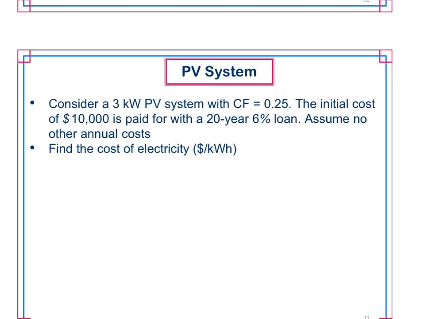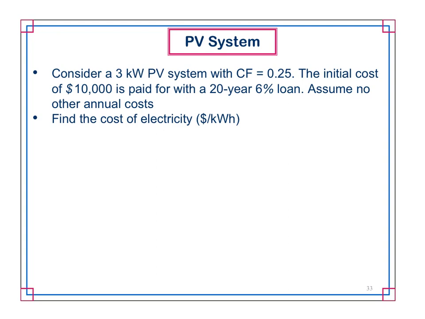You should have higher benefits. Here's another example. A 3 kilowatt PV system with a capacity factor of 25, or 0.25. It costs $10,000 up front. You're going to pay it back with a 20-year, 6% loan. We would like to figure out, and this is a much more useful one to tell us, dollars per kilowatt hour. Because if you're going to be putting a PV system on your house, most of the way that you're going to pay back on that is you're going to defer your own electricity use.